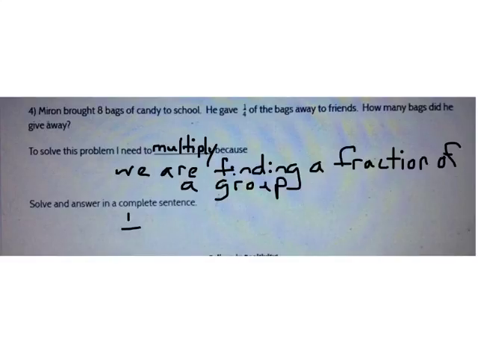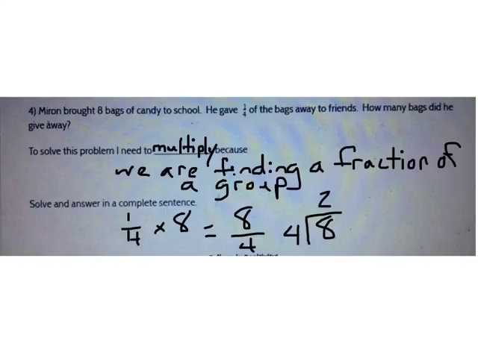So let's solve. 1/4 times 8. When I multiply 1/4 times 8, what's the resulting improper fraction? Well, 1 times 8 is 8, and the denominator stays 4, so I get 8 over 4. But I'm not finished yet. I need to divide to change that into a mixed number or whole number. When I divide 8 divided by 4, what's the resulting whole number? It's 2. Myron gave 2 bags of candy away.